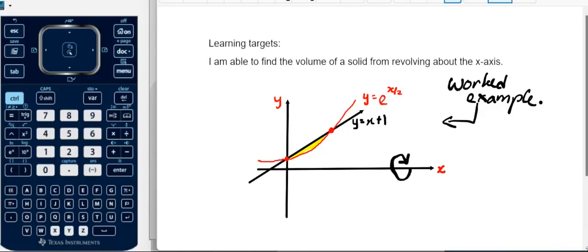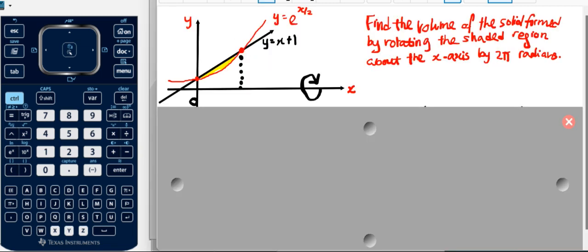My name is Ming. Today we're going to look at this particular learning target: how to find the volume of a solid from revolving about the x-axis, where the region is bounded and is obtained from two functions. Okay, so we will start with this.